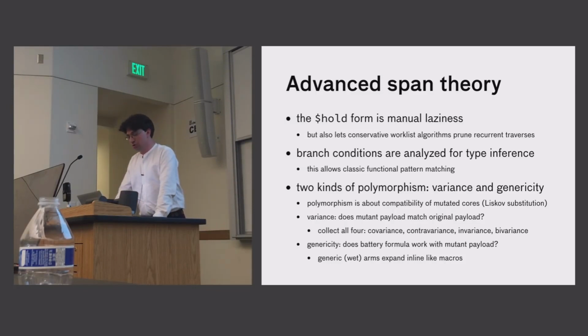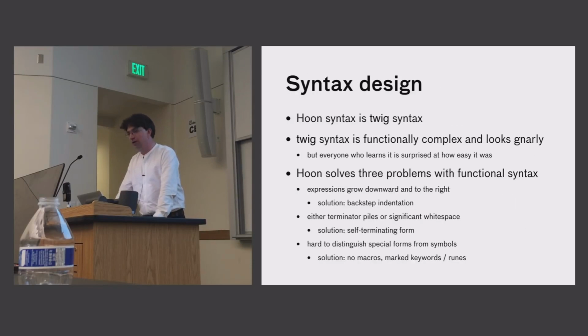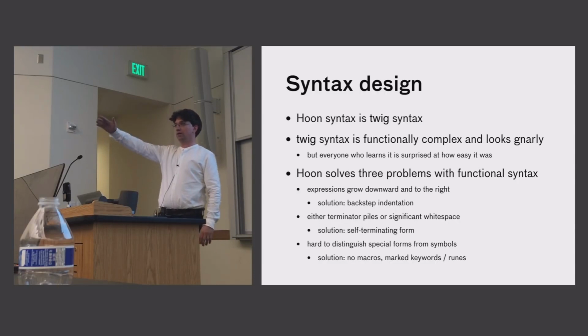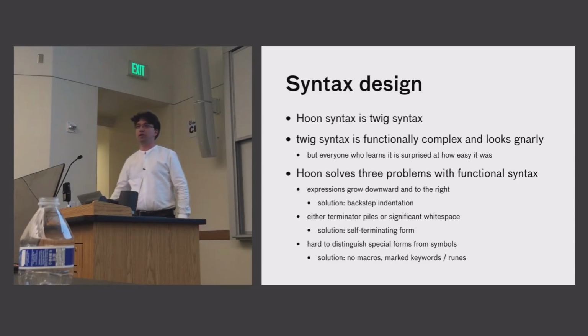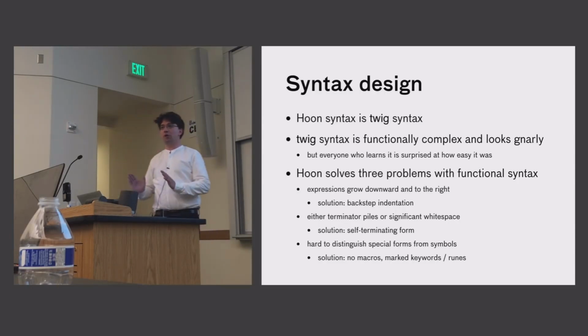Syntax design. Let's go into the syntax. Hoon has a very unusual syntax you've seen already. A lot of people think it looks pretty gnarly. There is a reason for doing this gnarly thing. The reason is that there are basically 3 problems you see in a lot of functional languages that are syntactic problems. One problem is that expressions slope downward and to the right, and so they keep attacking your right margin if they get too complicated.